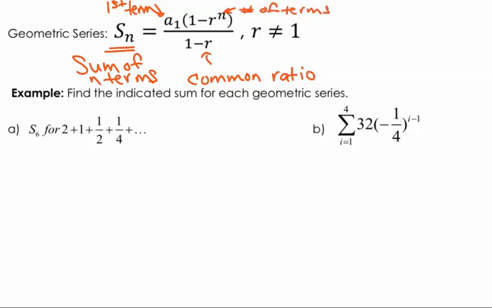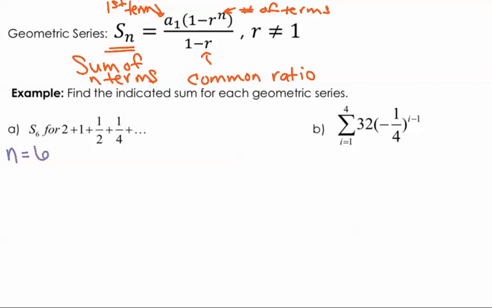So we've got this formula, a sub 1 times 1 minus r to the n all over 1 minus r. So we're going to find the indicated sum for each geometric series. In order to do that, we need to fill in all the pieces of our formula. So first things first, we see s sub 6. So s sub 6 means we're going to find the sum of 6 terms. So that's telling us that n equals 6.